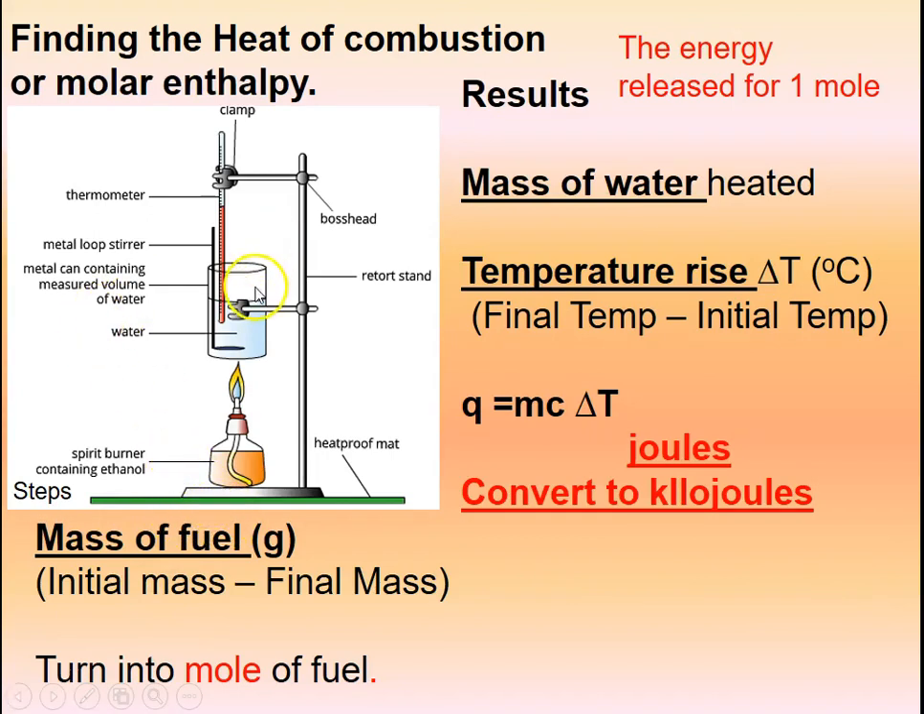So you're doing two things. In order to get kilojoules per mole of fuel, you need to work out the kilojoules from the water using Q equals MC change in T. Sorry. So kilojoules from here, and then per mole, you need to work out the grams of fuel that you burnt and turn that into moles. So you've got two things, and then you put them together to find kilojoules per mole.